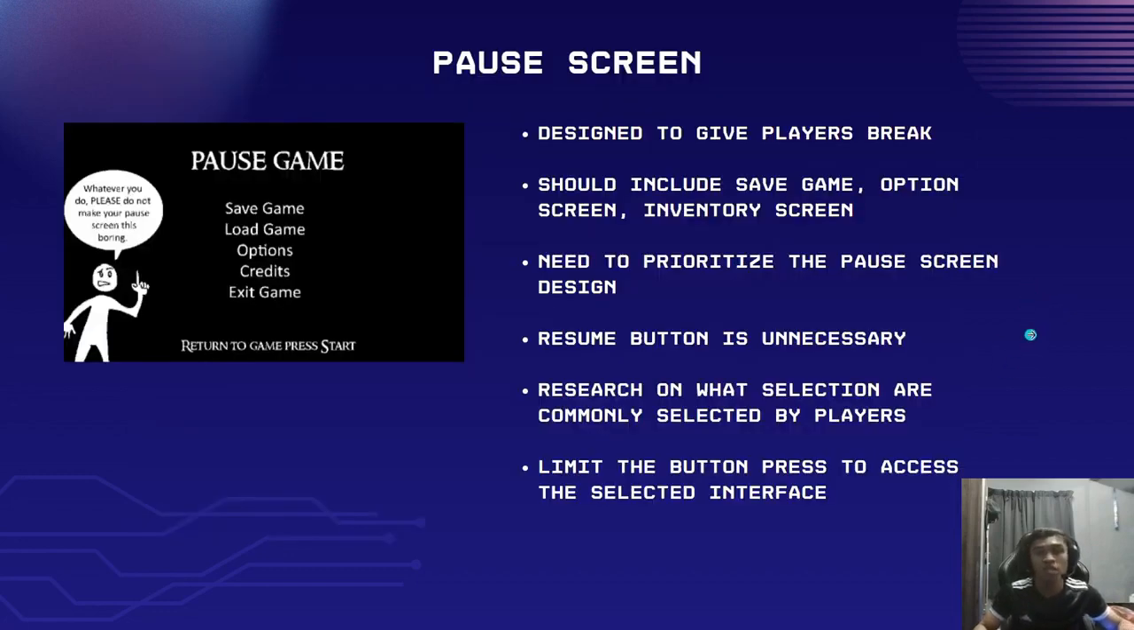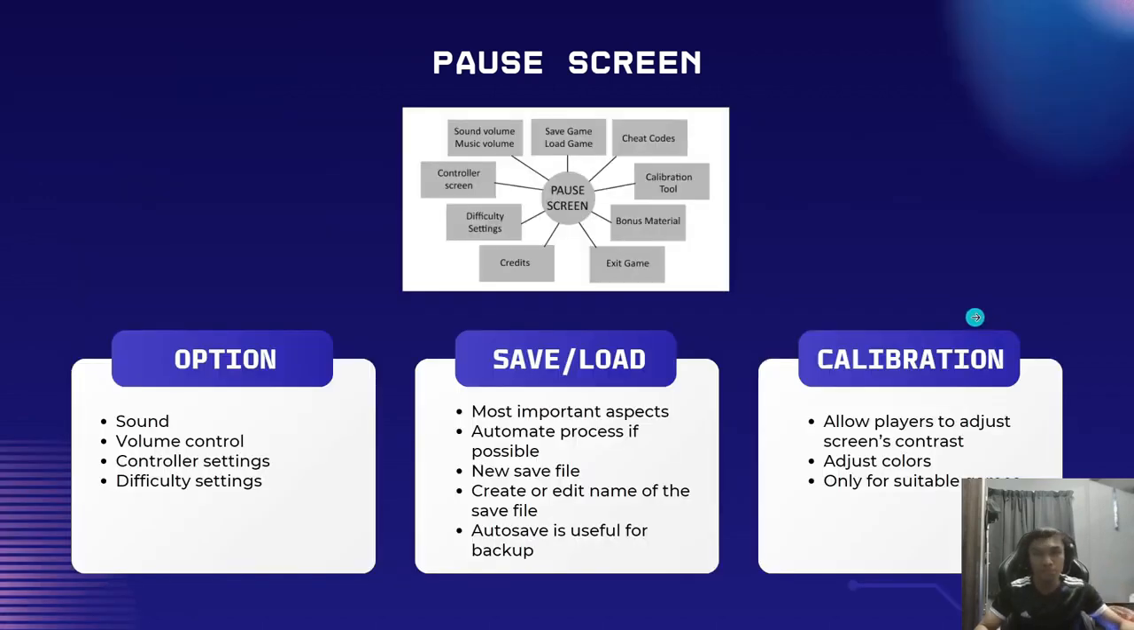So the pause screen is designed to give players a break. We should include the save game, option screen, and inventory screen. In the pause screen, the resume button is unnecessary because the players can just press the back button to resume the game, and we need to arrange the order of the options in the pause screen according to the selections that are commonly selected by players.